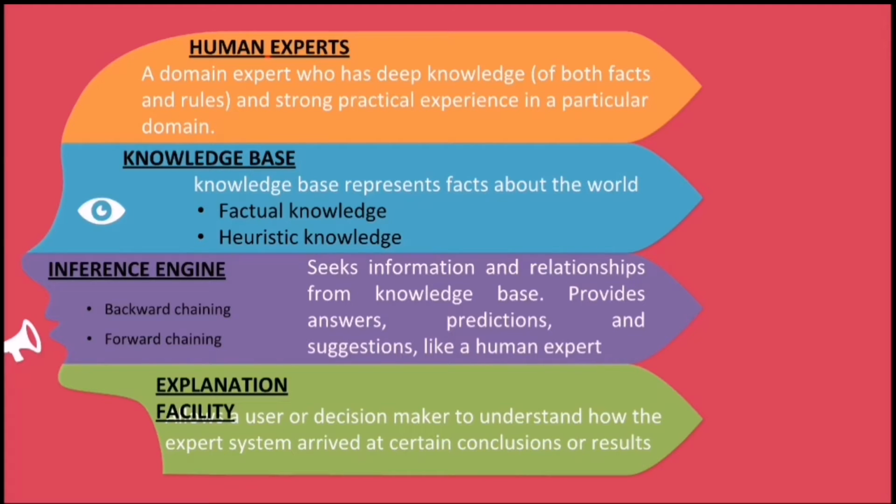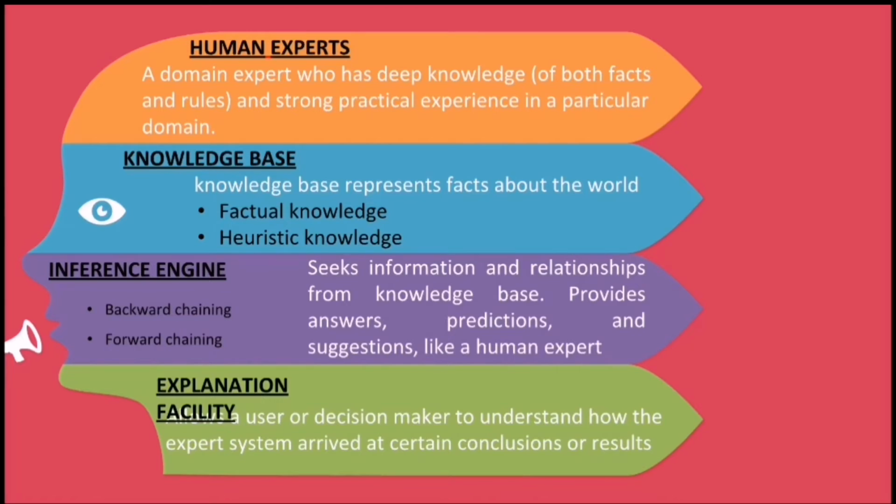Secondly, knowledge base. The knowledge base represents facts about the world. It consists of both factual and heuristic knowledge. What is factual knowledge? Factual knowledge is a collection of rules or other information structures derived from the human expert, books, and journals, while heuristic knowledge is the less rigorous, more experiential, more judgmental knowledge of performance.